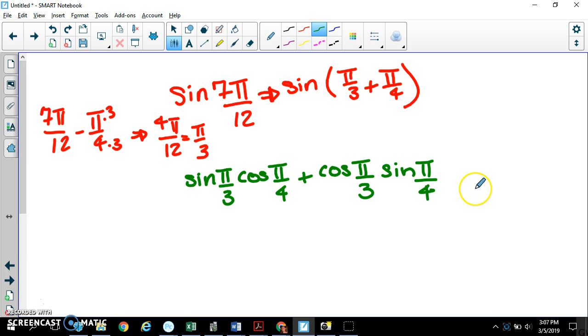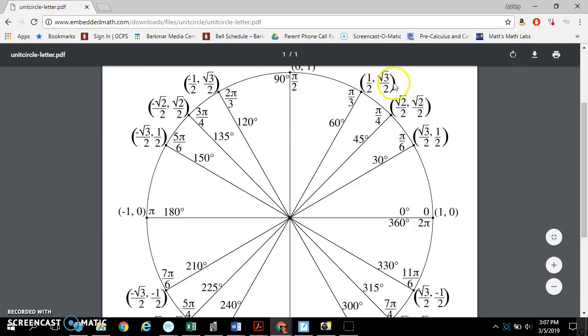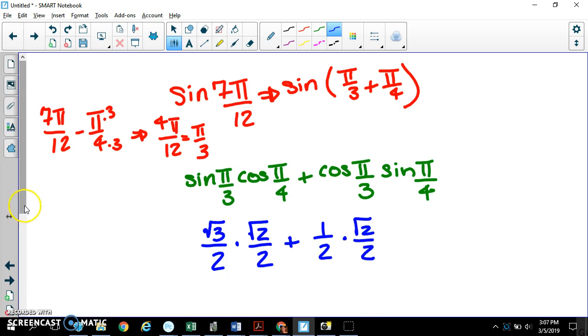All right. So now I look at the unit circle. At pi over 3, my sine is square root 3 over 2. Cosine at pi over 4 is square root 2 over 2. Cosine at pi over 3 is going to be 1/2. And sine at pi over 4 is square root 2 over 2.